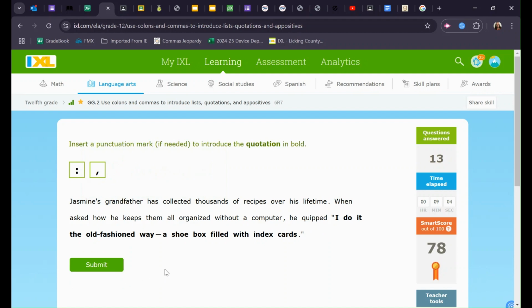Jasmine's grandfather collected thousands of recipes over his lifetime. When asked how he keeps them all organized without a computer, he quipped, "I do it the old-fashioned way, a shoebox filled with index cards." Okay, he quipped is basically he said. For some reason, IXL really likes quipped. I don't know why that is, but let's go ahead and use a comma.